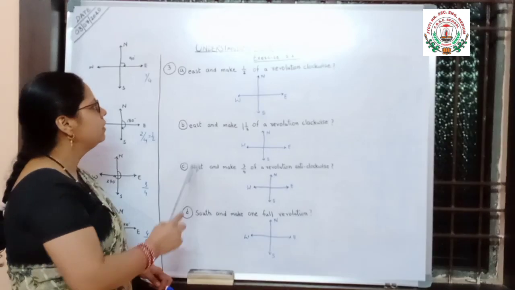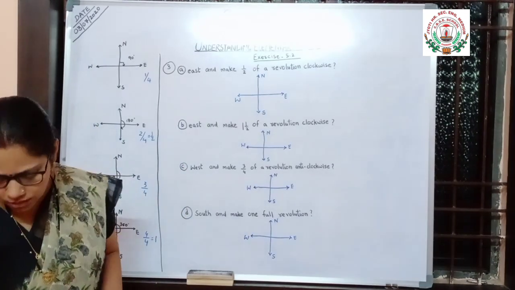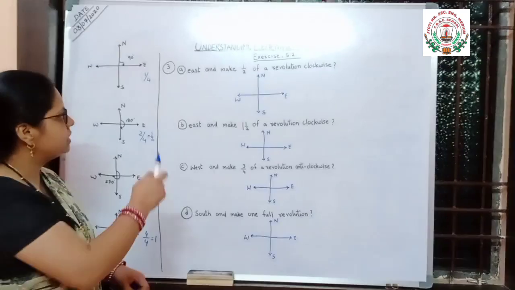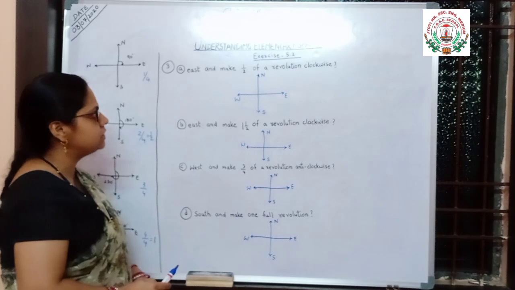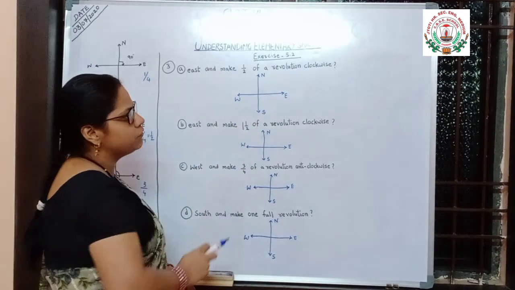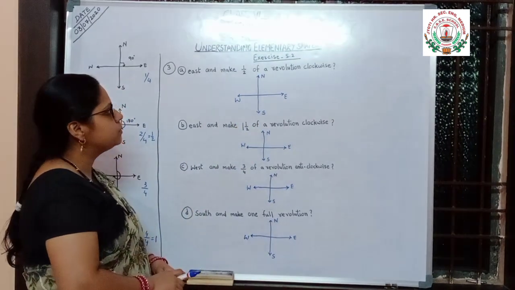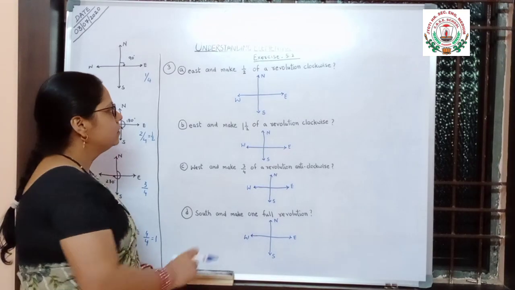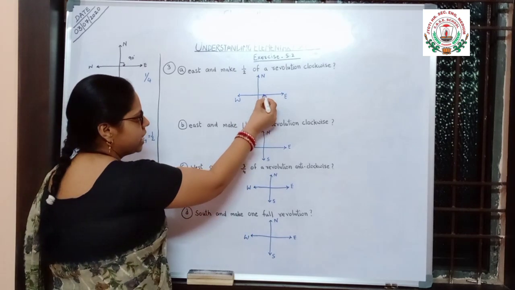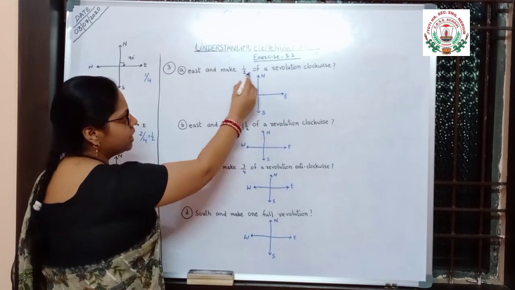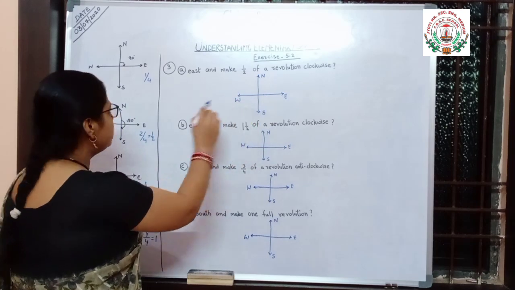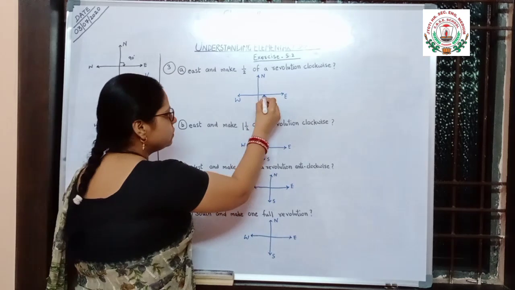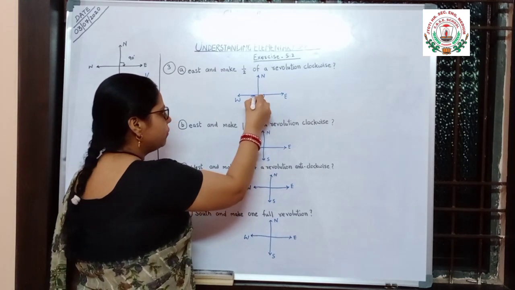Let us come to that. What is the question? Which direction will you face if you are starting from the east direction and making half of the revolution clockwise. Starting from the east means starting from here, east direction, and making half a revolution. Half a revolution means like this. One straight line you should get. So this is called half a revolution.